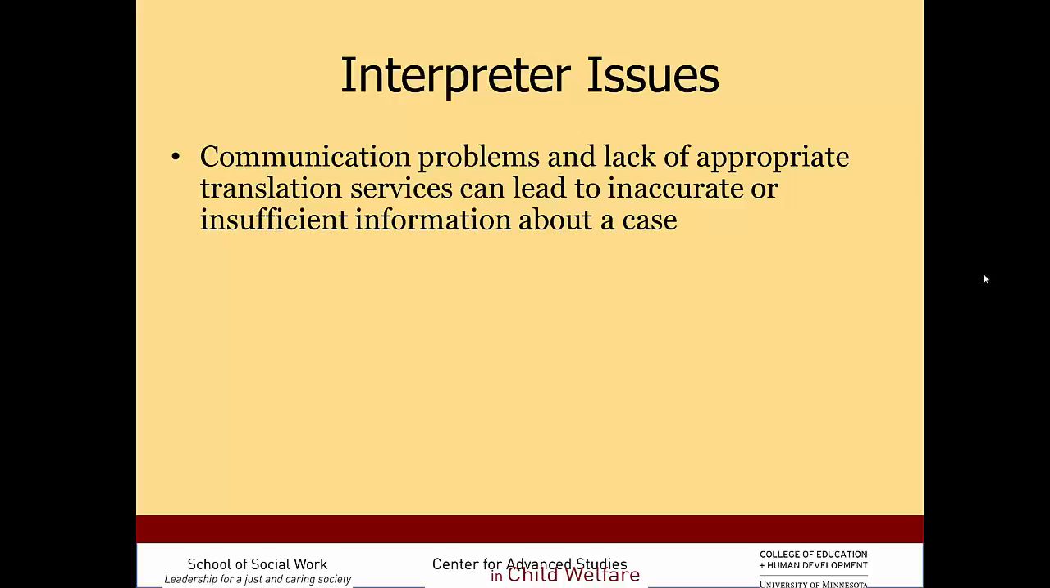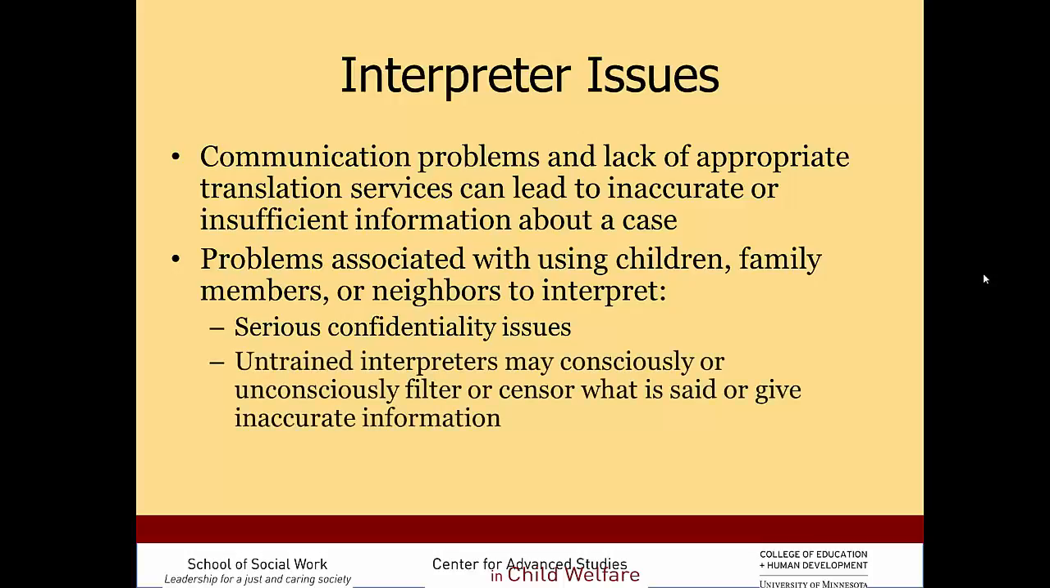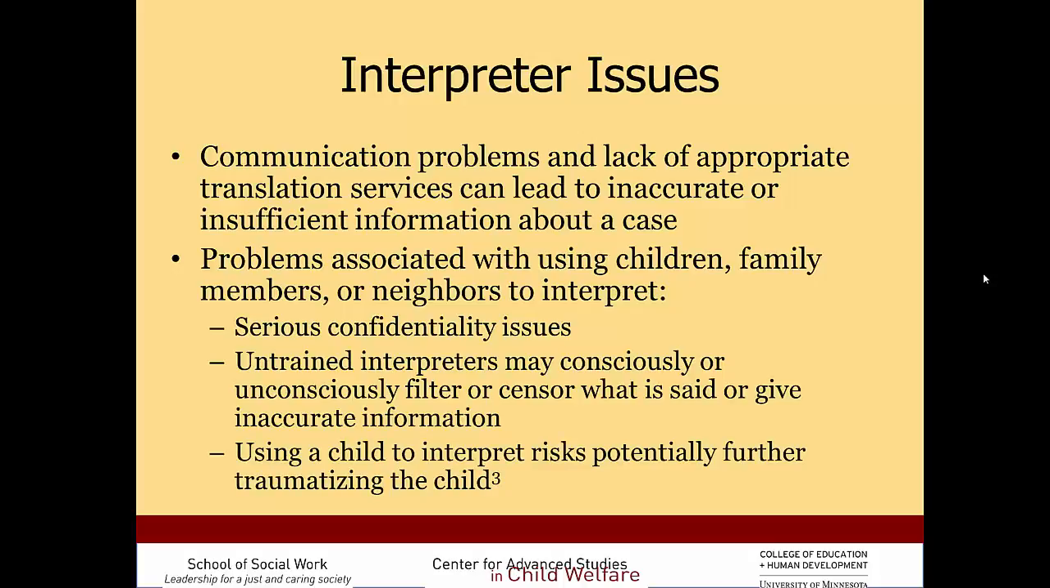First, communication problems and lack of appropriate translation services can lead to inaccurate or insufficient information about a case. There are numerous problems associated with using children, family members, or neighbors to interpret. Some of these challenges include serious confidentiality issues, untrained interpreters who may consciously or unconsciously filter or censor what is said or give inaccurate information. And finally, using a child to interpret risks potentially further traumatizing the child.